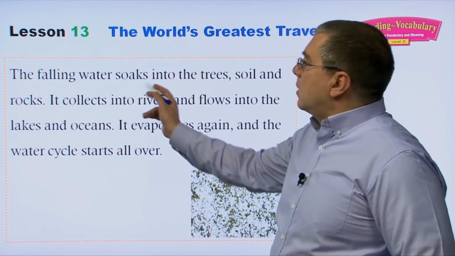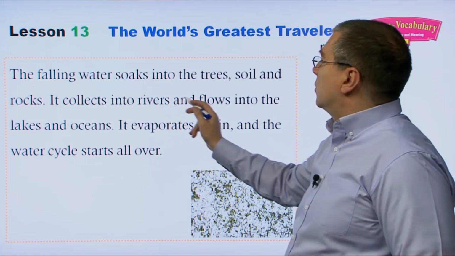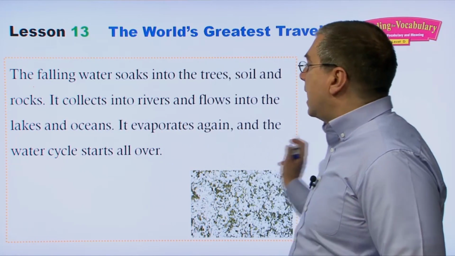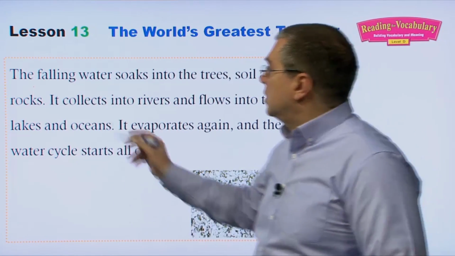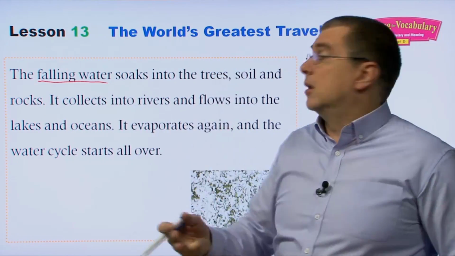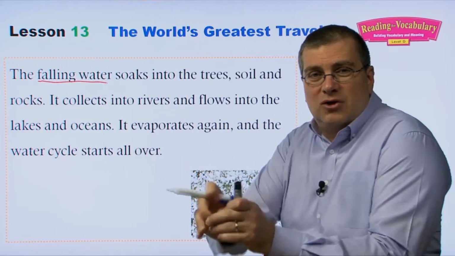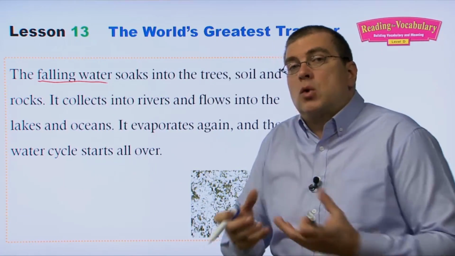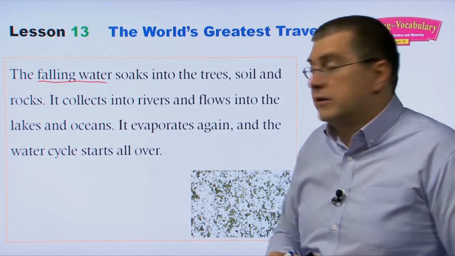Okay. The falling water soaks into the trees, soil, and rocks. It collects into rivers and flows into the lakes and oceans. It evaporates again, and the water cycle starts all over. So, oh, right, we just talked about precipitation. Precipitation is falling water, whatever it is: rain, snow, sleet, or hail. It falls down, it gets on the ground, it soaks into the trees, right? The trees absorb the water. The soil, the ground will absorb the water. It soaks into the soil, and the soil is really wet. And even it goes into the rocks, right?